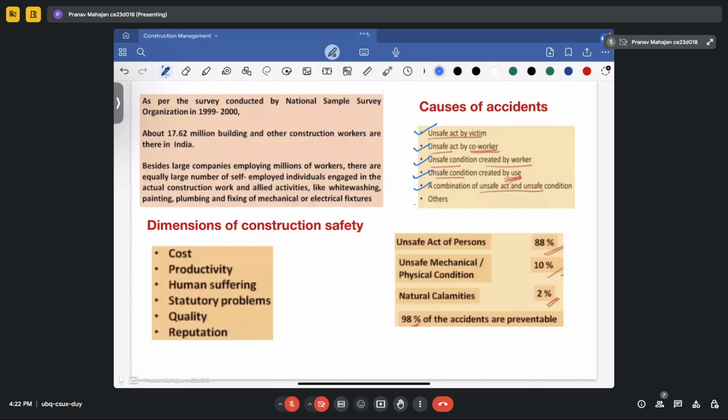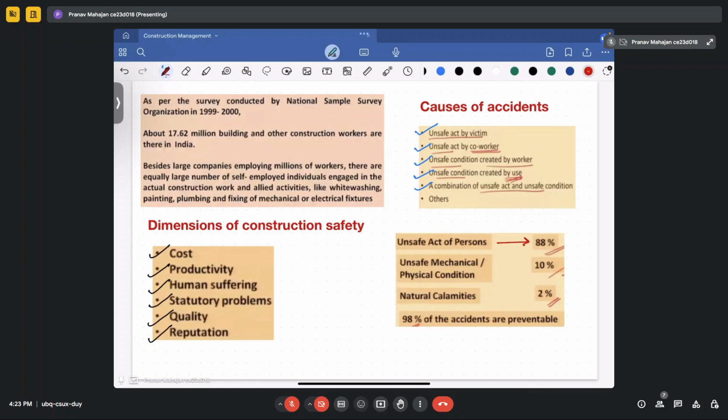So how are the dimensions of construction safety defined? These are provided based upon cost, productivity, human suffering, the statutory problems at the site, quality of work, and the reputation of the industry in carrying out that particular work. If you see how the percentage of accidents is distributed, you can say that 88% of the accidents are due to unsafe acts by the persons involved at the site.